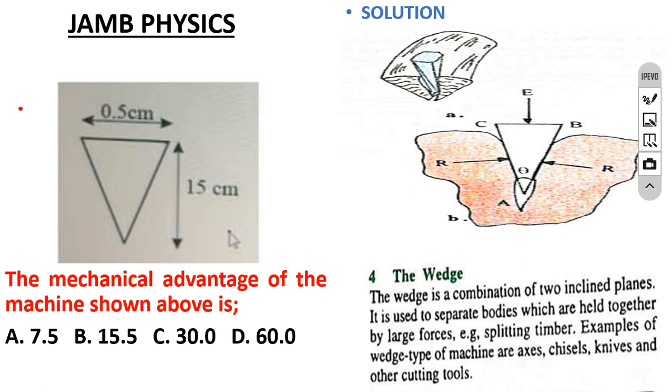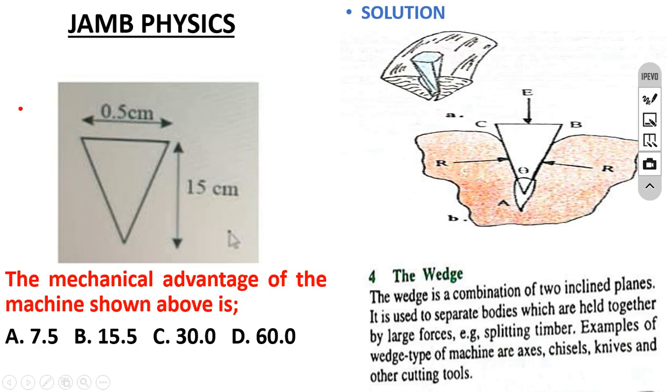So that's what the above figure is trying to show us. Examples of the wedge type of machine are axes, chisels, knives, and other cutting tools. So I've done the introduction. I'm going to look at the mathematical expression we are going to use in solving the mechanical advantage of this kind of machine.